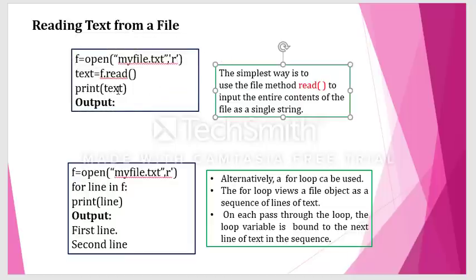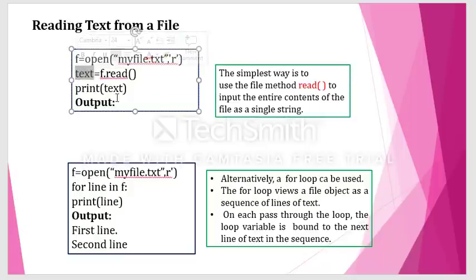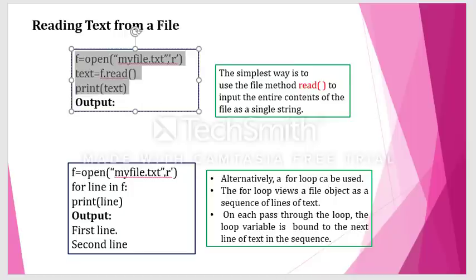Okay, so now where is all our data? It is in the variable called text. So all the data is available in the text variable. So simply what I'm doing is print text. I am printing all the data which is stored in the text. Okay. Now I'll show you how this will be executed.